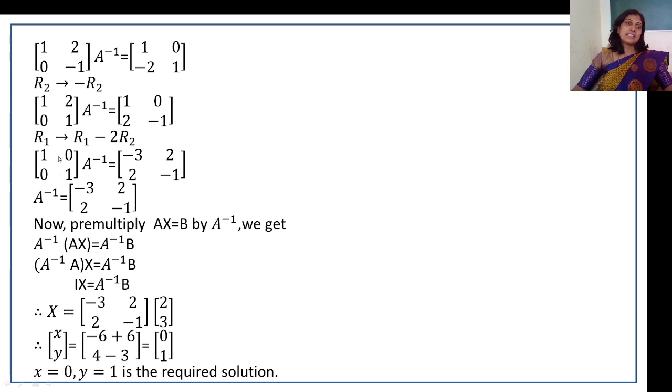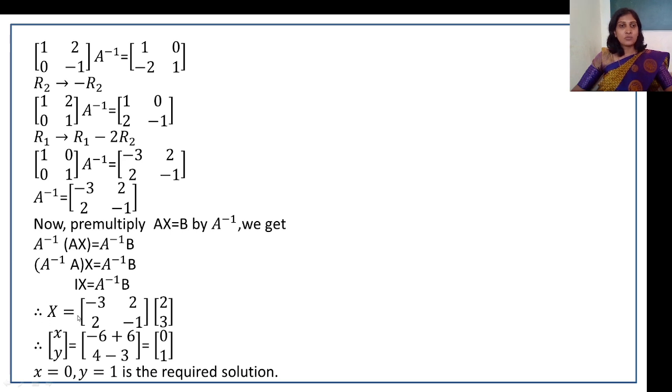So this is the identity matrix, identity into A inverse. So here A inverse is equal to minus 3, 2, 2 and minus 1. Now consider the equation AX is equal to B and we pre-multiply this equation by A inverse. So A inverse into AX is equal to A inverse B. So here we get A inverse A, X is equal to A inverse B. This value is I. So IX is equal to A inverse B.